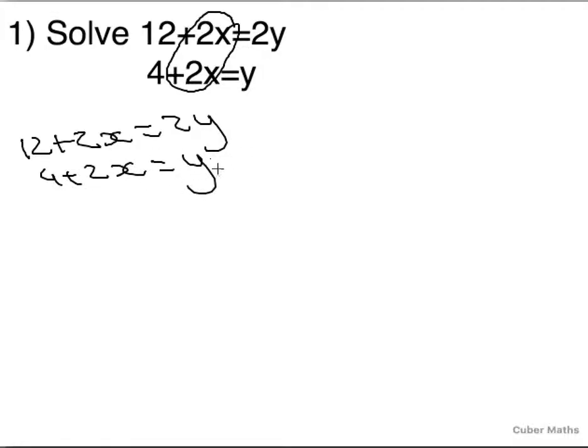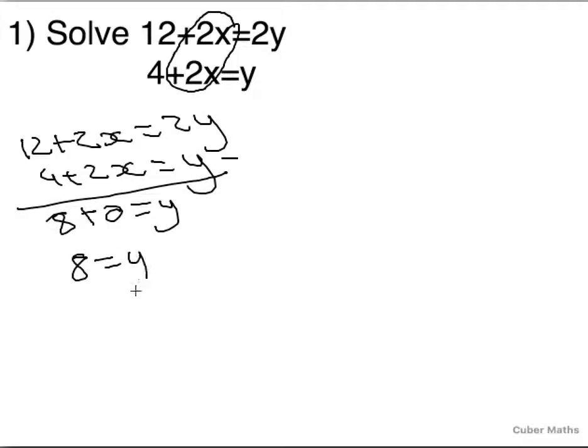All we need to do is take away this bottom one from the top one to get rid of the 2x's. So if we do that, and we do 12 take away 4, that's going to give us 8. If we do 2x take away 2x, that's just going to give us plus 0. 2y take away y, that's going to give us y. So that means 8 is equal to y.